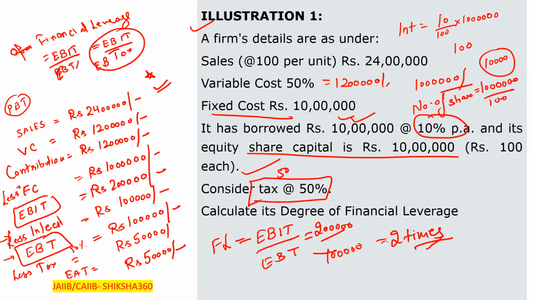Please ask if anyone has any doubt or query regarding what we have discussed in this example. We have discussed the 2 formulas. Operating leverage is contribution upon EBIT. Financial leverage is EBIT upon EBT. You just have to remember whatever I discussed in the first example. On the basis of that, whatever they give in the question, just try to solve it. You just have to go with that flow, and definitely you are moving towards your answer.